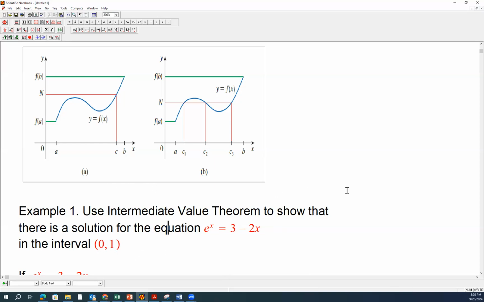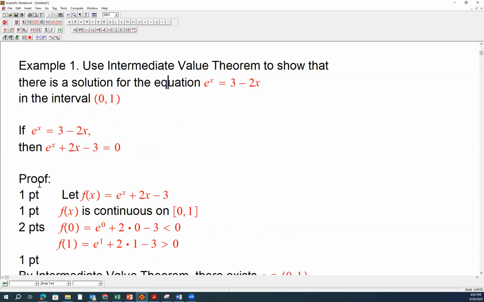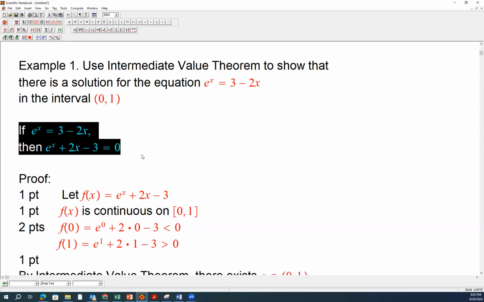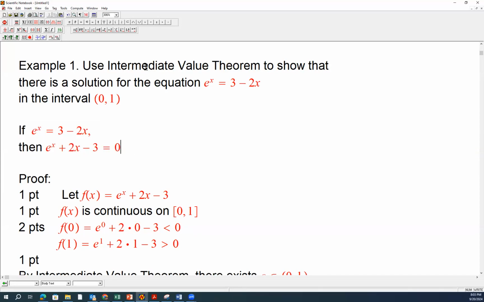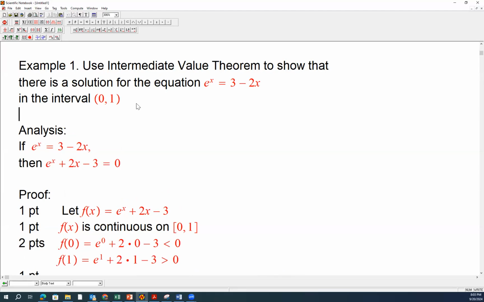Look at this first example. We want to prove, using the intermediate value theorem or the corollary, it doesn't matter which one you use, that there's a solution to the equation in the interval. The part I wrote is the analysis. The analysis part is something you will put on scratch paper. You don't need to turn it in.